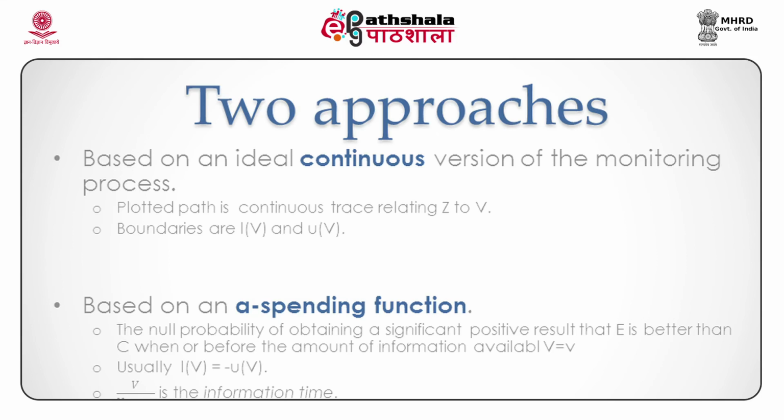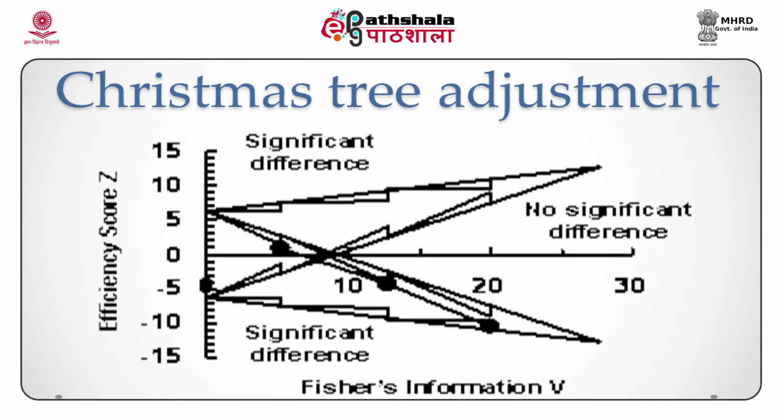Now we usually assume symmetry, that is L(V) is equal to minus U(V), and the ratio V over V max is usually referred to as the information time. For the continuous implementation, in practice, when we have several discrete looks at the data, it is necessary to make adjustments. These adjustments can be made using the Christmas tree correction. So the problem here is that the stopping rule boundaries can be crossed in between two discrete time points, and thus it is necessary to bring them together.